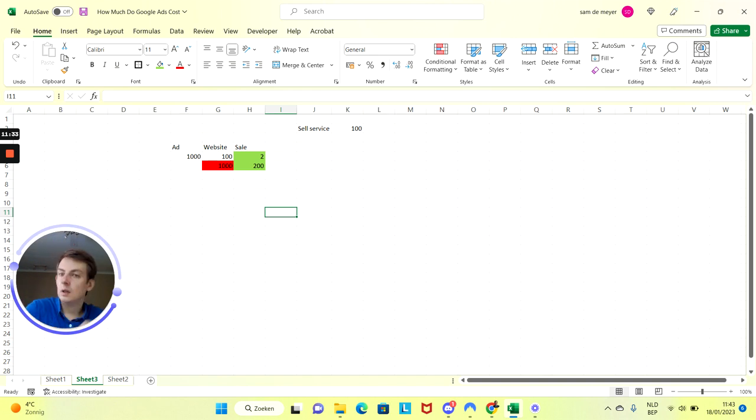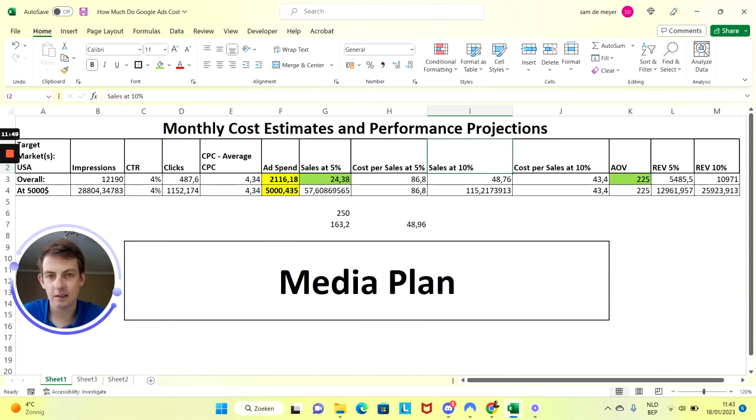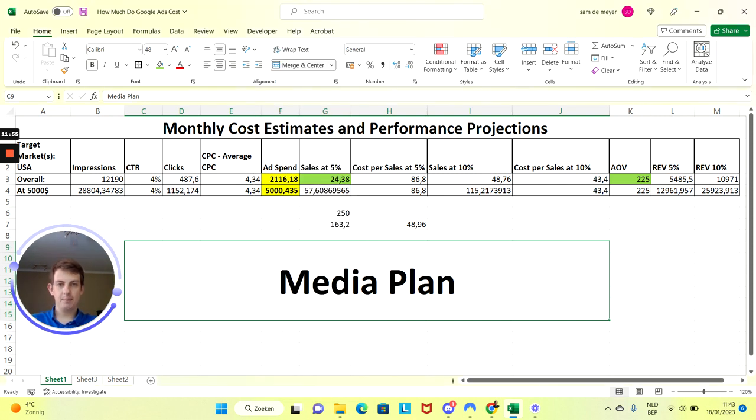So yeah, in another video I'm going to talk about how to actually get more out of your Google Ads, right? What to optimize, what to do, because now it's the media plan. So yeah, this is a predictable way to predict how much you're going to spend and how much you're going to get out of it. It's called a media plan.